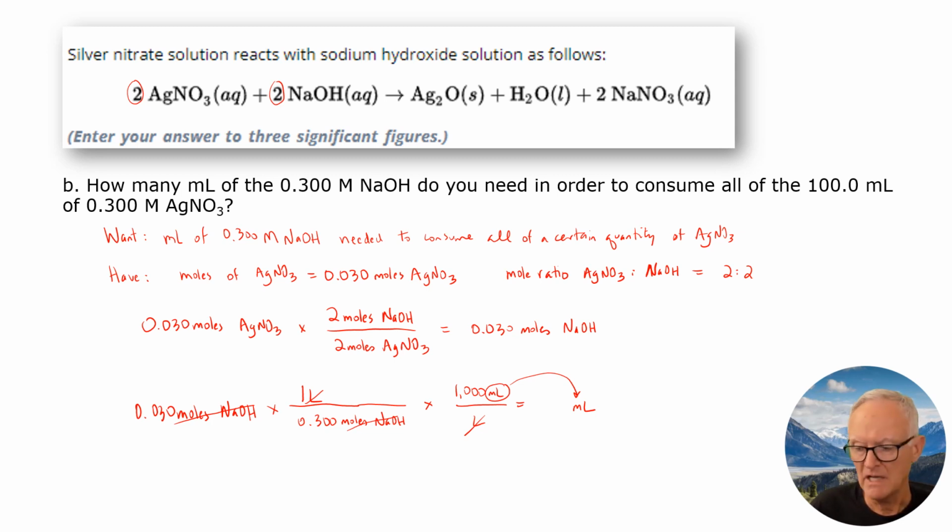And if we do the math, we get 100 milliliters of sodium hydroxide solution. And that's our answer. That's what we needed. 100 mils of sodium hydroxide. And that's the amount of 0.3 molar sodium hydroxide that is needed to react all of the silver nitrate in this problem. All right, and that'll be our answer.